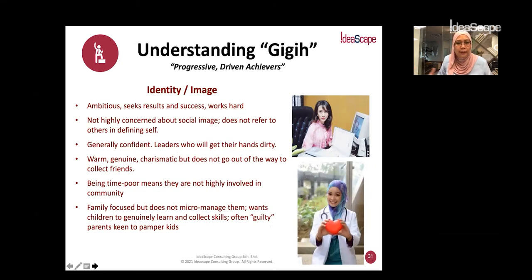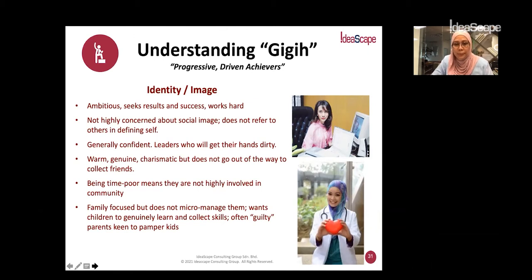How do you identify them? How do you find them? They are ambitious, they seek results, success, and they work hard. They are not afraid of working hard, generally confident. They are really leaders who will get their hands dirty.